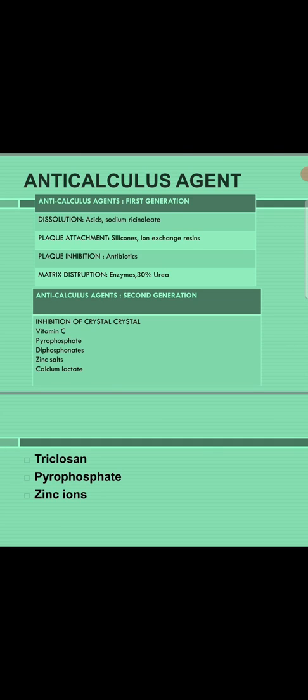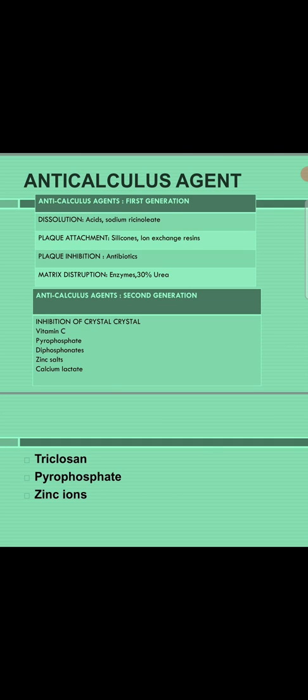These are the enzymes. As we know, in the seeding mechanism, the seeding foci are the intercellular matrix which forms the calculus. But matrix disruption agents prevent the intercellular matrix from acting as a seeding agent. They disrupt the matrix and prevent the organization of the matrix. In matrix disruption agents, there are enzymes and 30% urea.